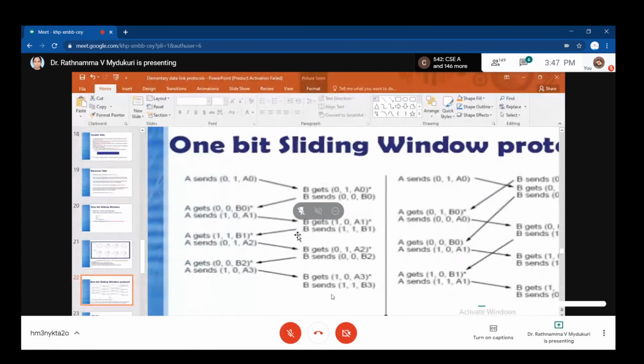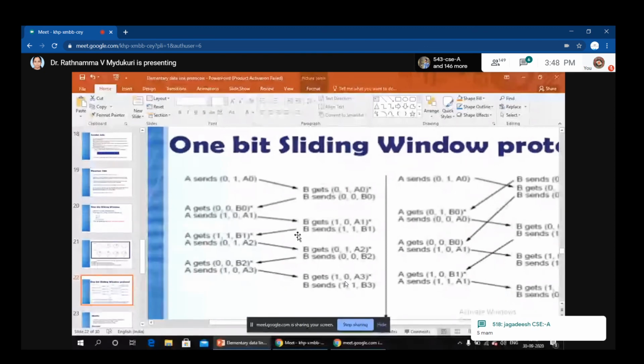Once again I'll explain, but for the next class you should be ready with the concept of what piggybacking is, and what elementary data link protocols are.